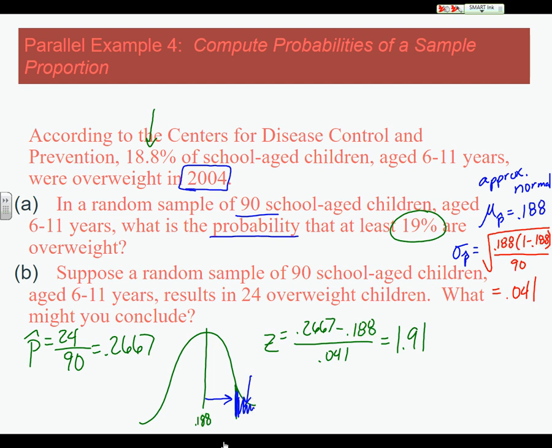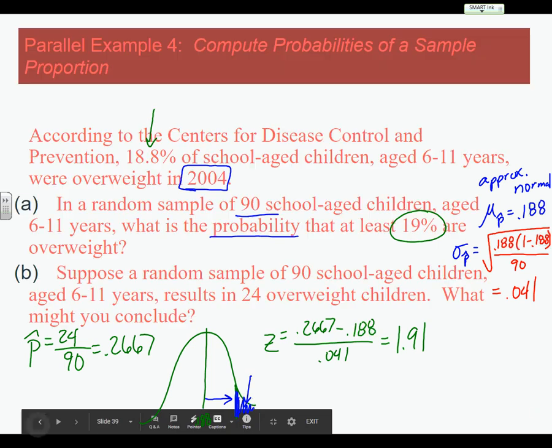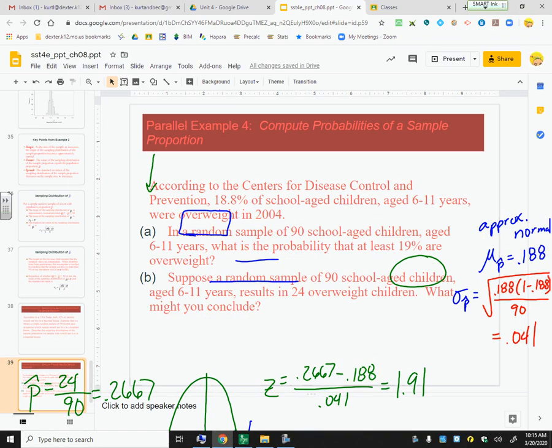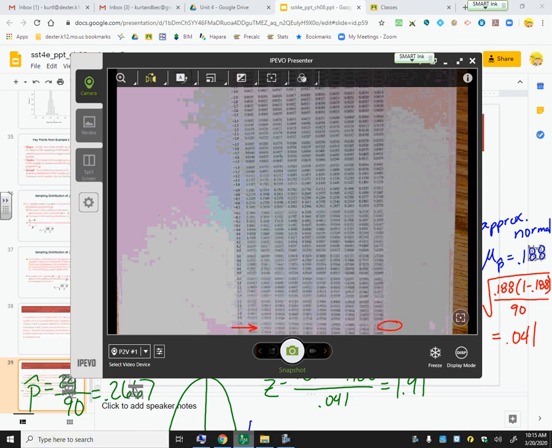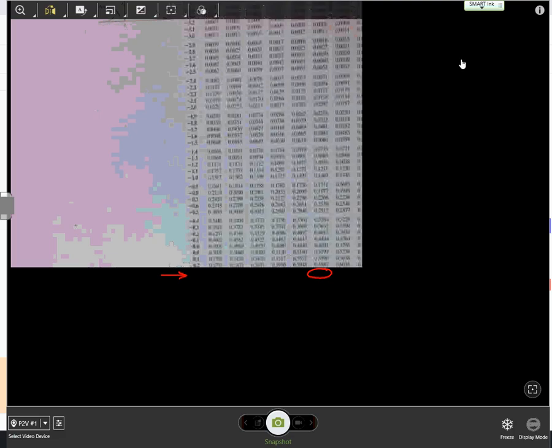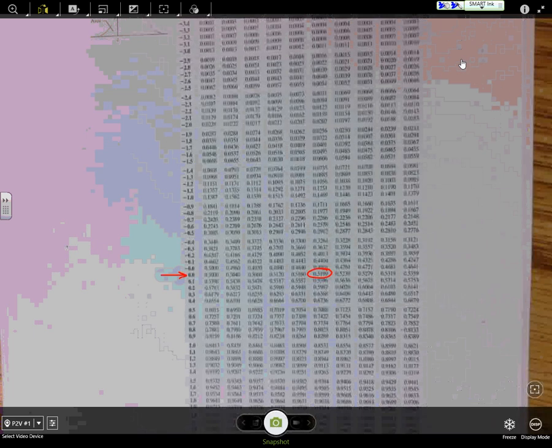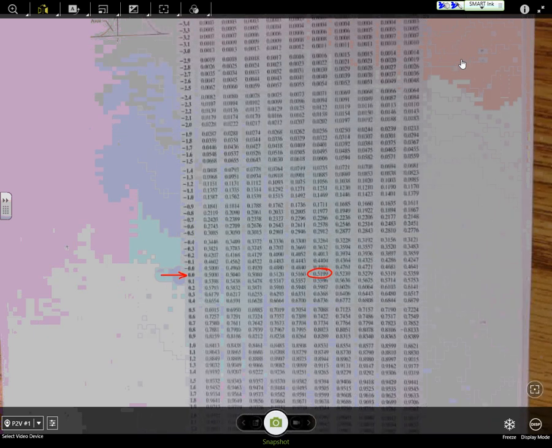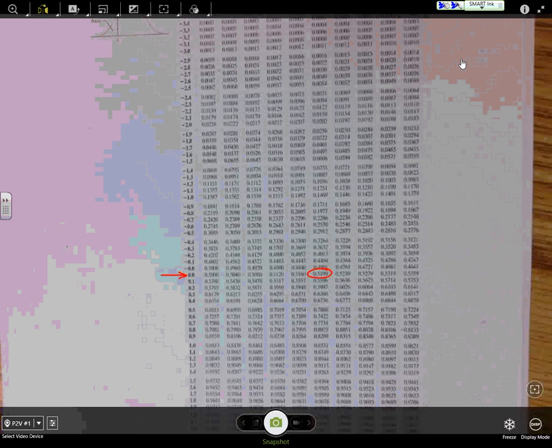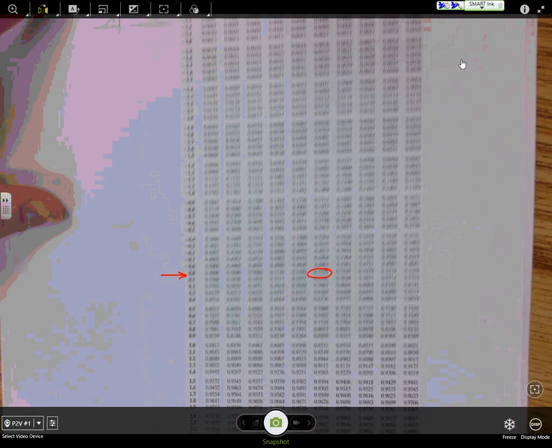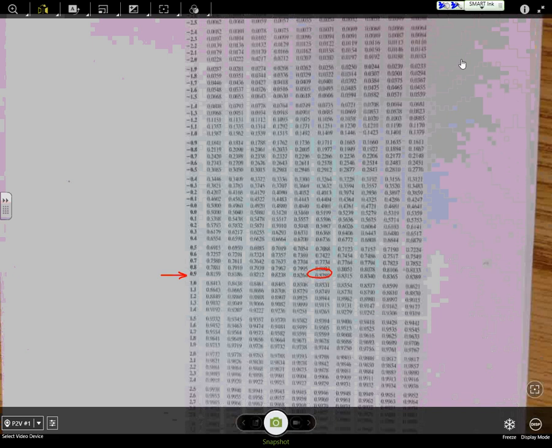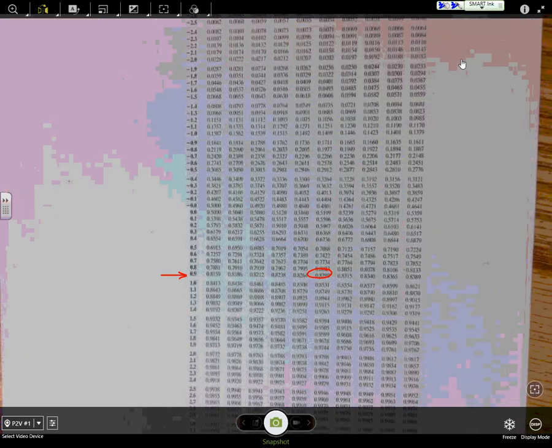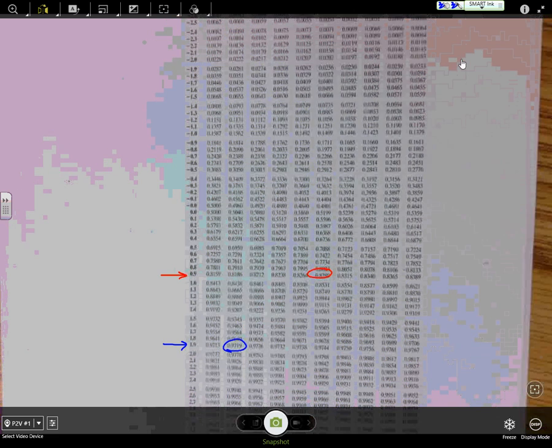So I'm going to go back to my Z chart. Let's see, I got 1.91 I'm going to be working with. It's probably going to move again, of course. Z chart, 1.91 this time. Oh man, I didn't fit it on here. I'm gonna have to move it up. I thought I had enough room. There we go. We should be able to see that. 1.91 should be here. 1.90, 1.91. That is super blurry, but I do believe that is 0.9719.